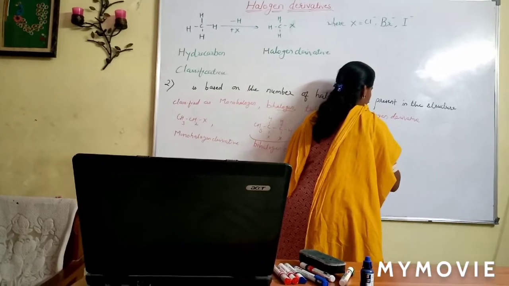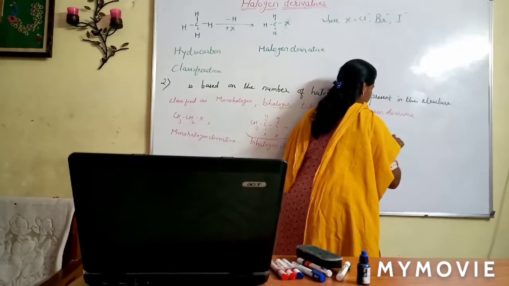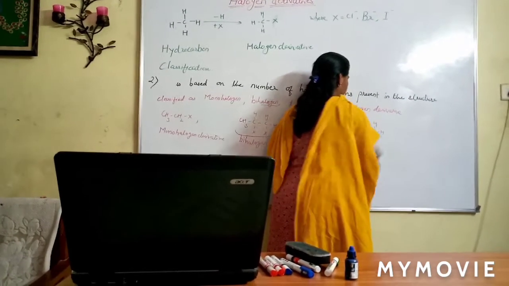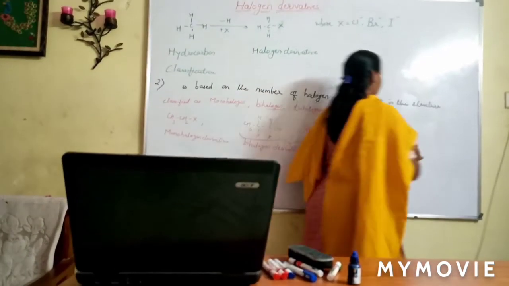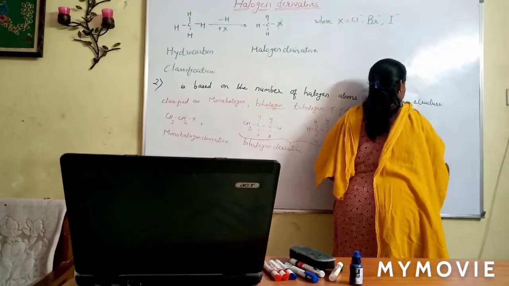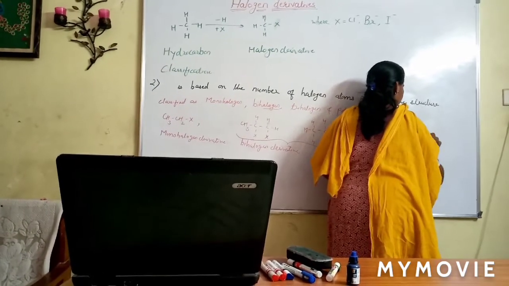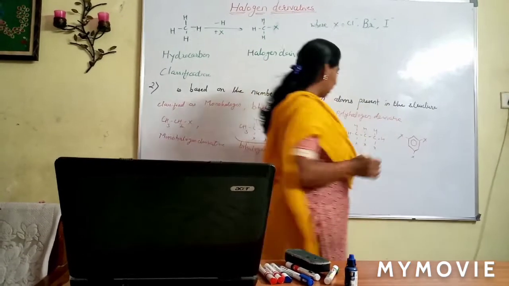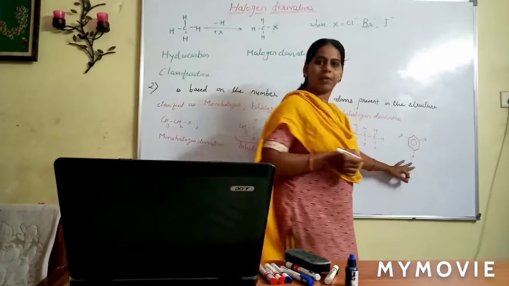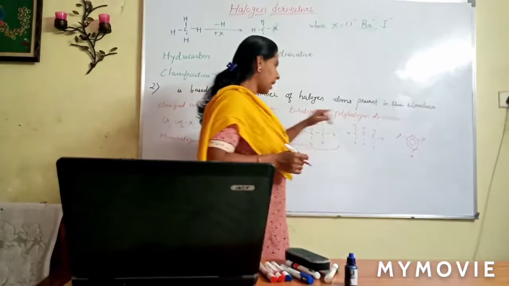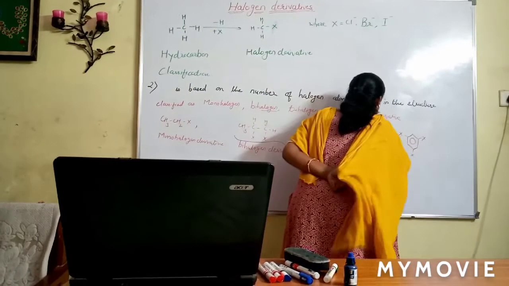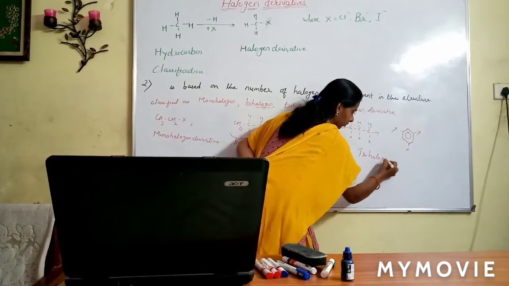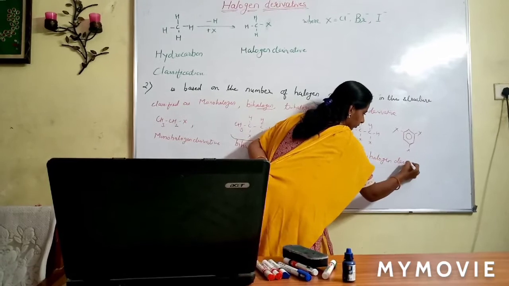So both the structures belong to bihalogen derivative. Now trihalogen derivative, we'll see the structure of that also. Three halogen atoms are present. Now here also, if we consider aromatic, then also three halogens can be present. So such types of examples will come under the category of trihalogen derivative.